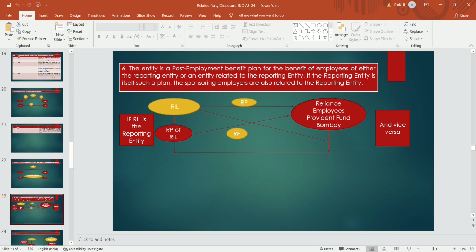Answer is yes. The entity is a post-employment benefit plan for the benefit of employees. If Reliance Industries is giving any amount to the Reliance Employees Provident Fund for its employees, or the related parties of Reliance Industries, or an entity related to the reporting entity, that entity is also a related party. So they have a relation.